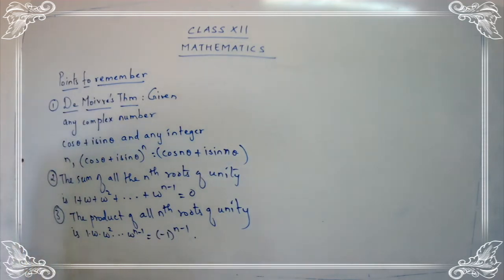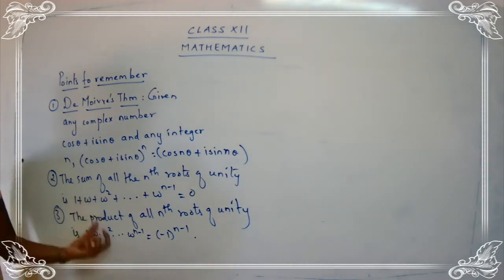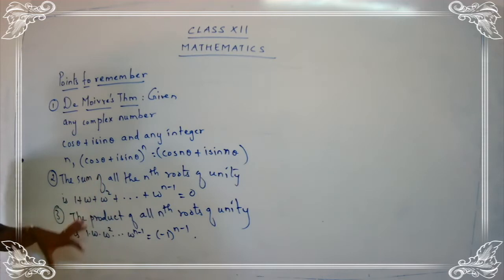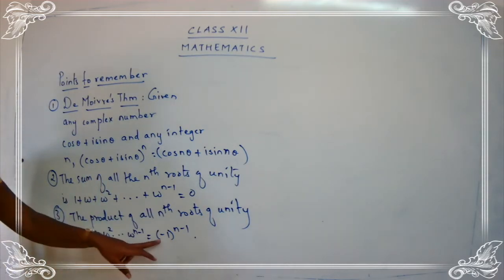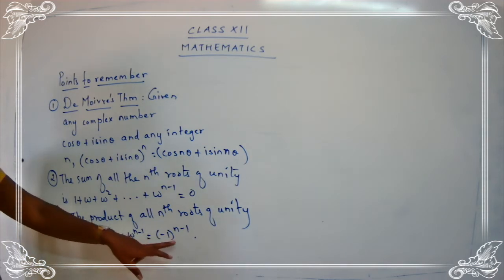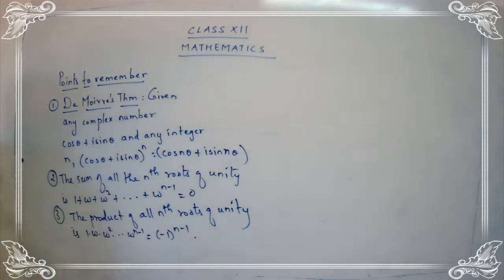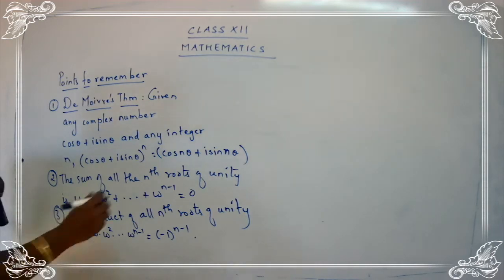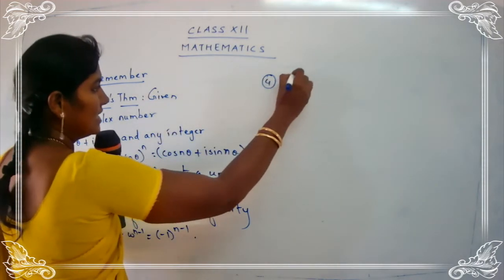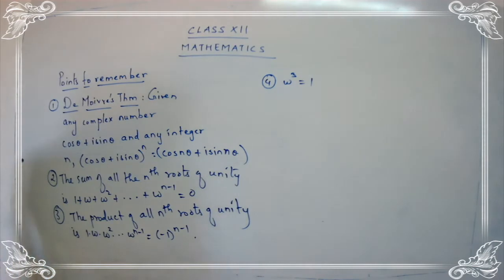So you have to remember this point, children. So what is the sum of all the nth roots of unity? When you add all the nth roots of unity, you get the answer as 0. And when you take the multiplication of all the nth roots of unity, you get the answer as (minus 1) the whole raised to n minus 1. And you have to write down one more point: the value of omega cube is taken as 1. Omega cube is equal to 1.